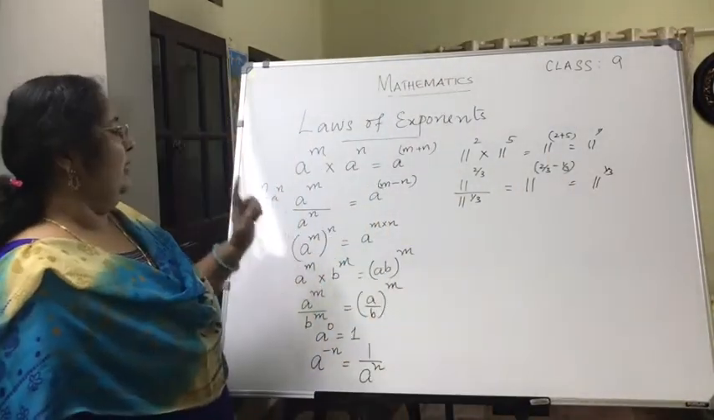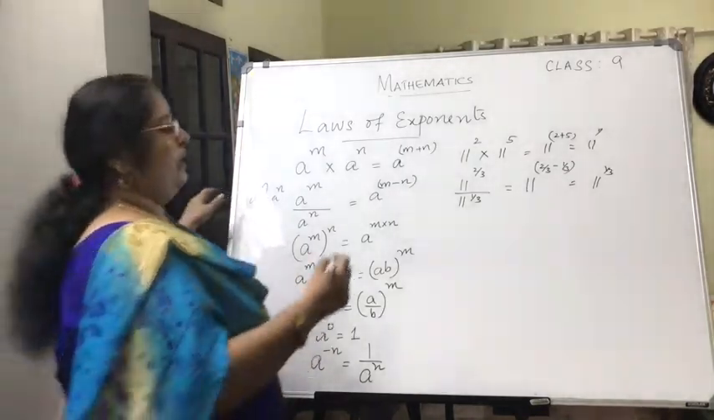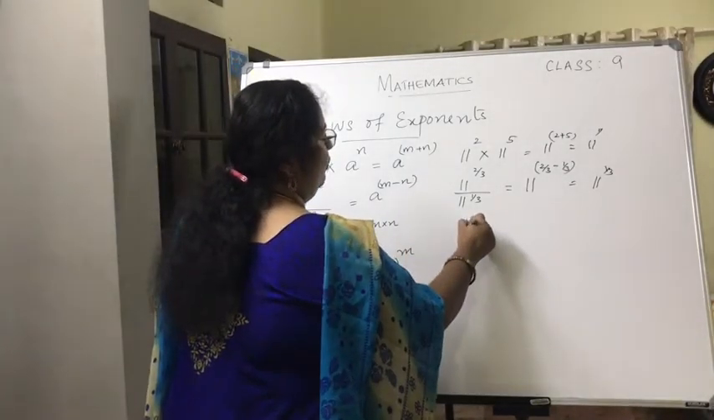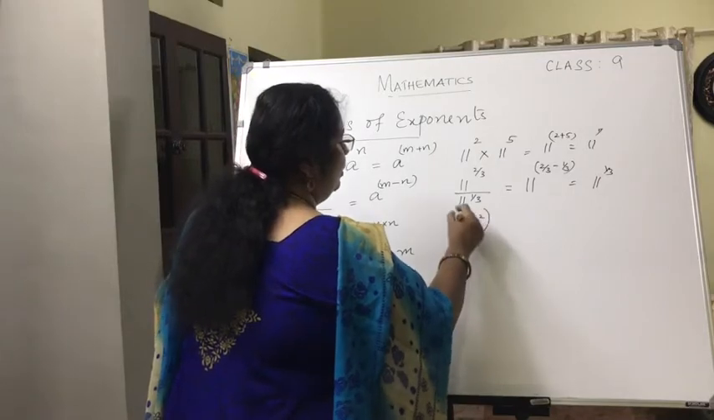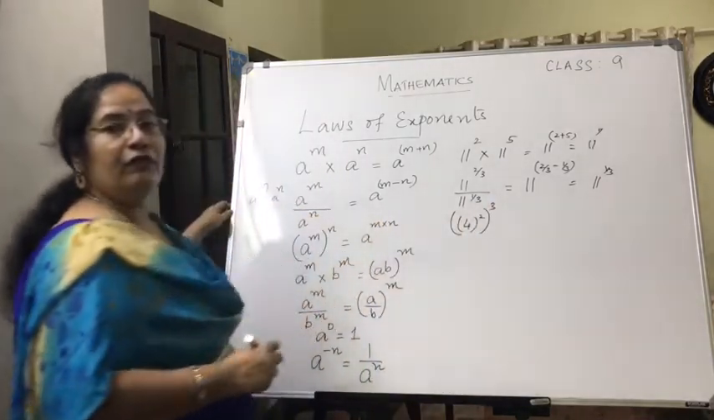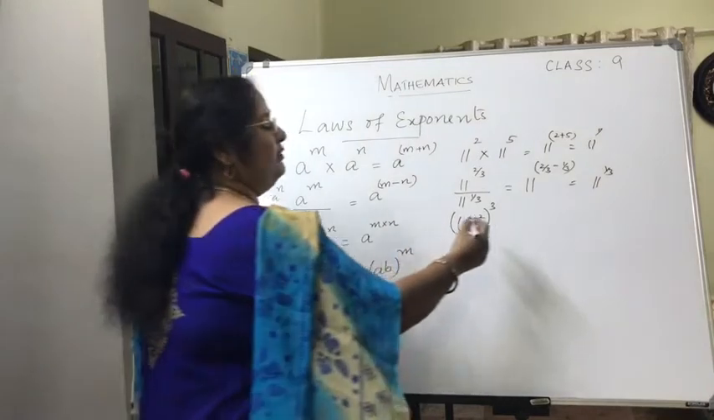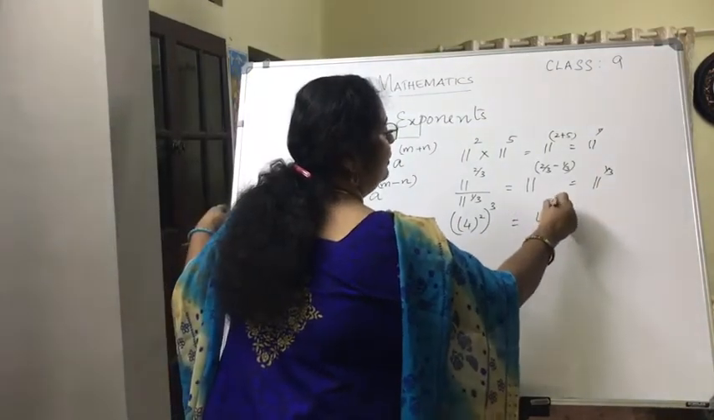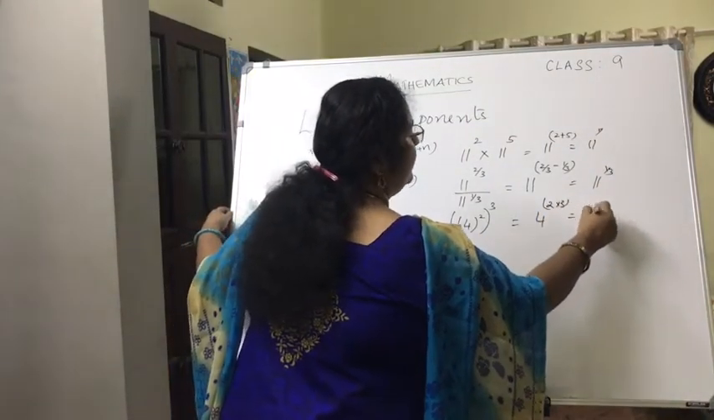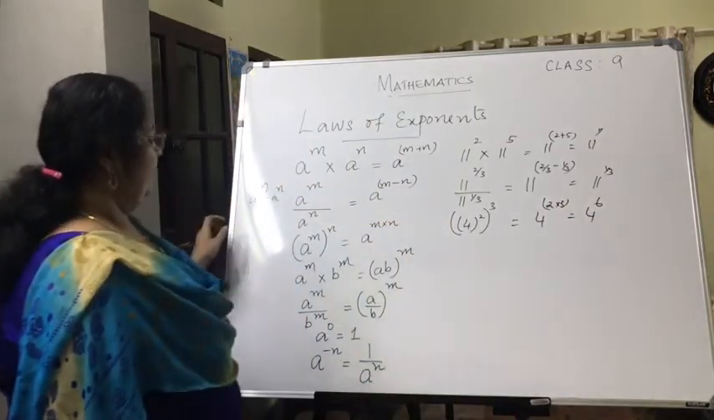Now third one. A raised to m the whole raised to n. So let us take 4 raised to 2 the whole raised to 3. This will be 4 raised to 2 into 3, or 4 raised to 6.